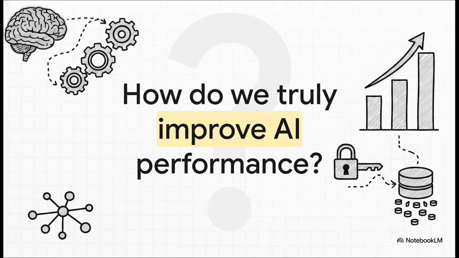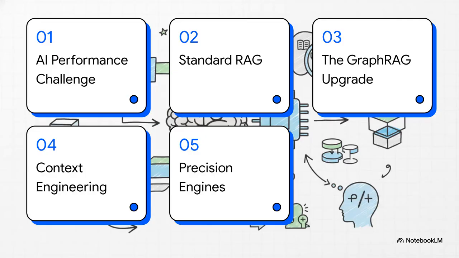Okay, let's dive into this. The absolute million-dollar question staring all of us right in the face right now is, how do we truly improve AI performance? Because, let's be real, we're way past the novelty phase of just having it write fun little poems or draft basic emails. We're at a stage where we need highly accurate, incredibly reliable, enterprise-grade systems. We need an AI that doesn't just sound smart, but actually knows what it's talking about, and specifically, based on your own proprietary data. So, here's our quick roadmap for today.